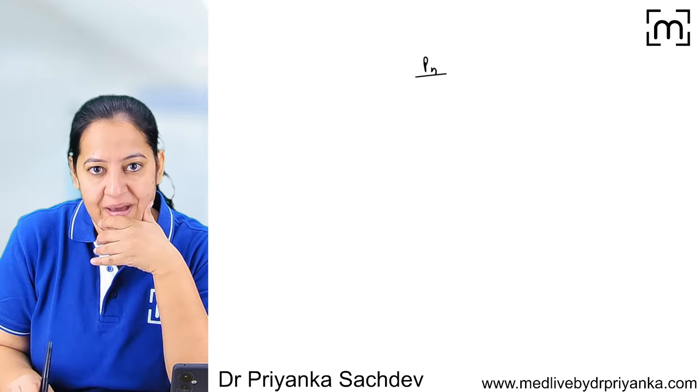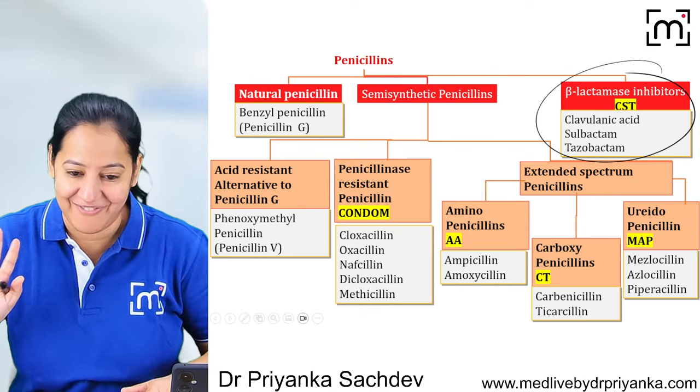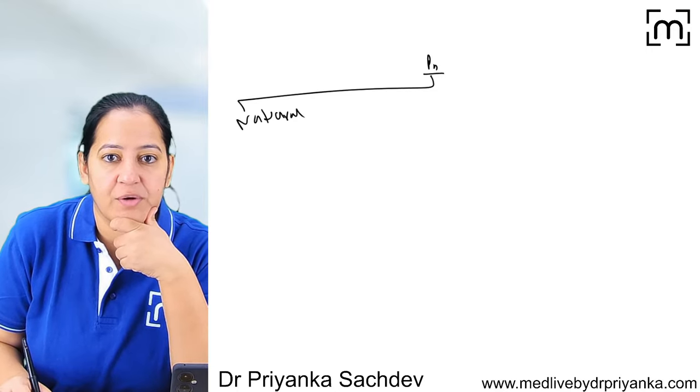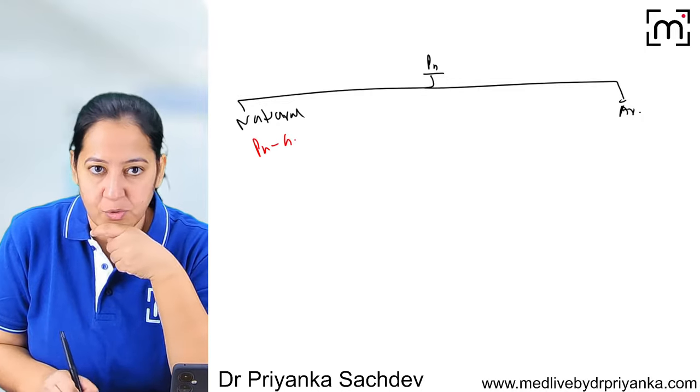We are done with the penicillins. I taught you the penicillin chapter. Now, the last category is pending. I will tell you the meaning of this and everything about it, and then we will solve the questions. So, I taught you the natural one and the artificial or semi-synthetic ones. The natural one is only one, penicillin G, also known as benzyl penicillin.